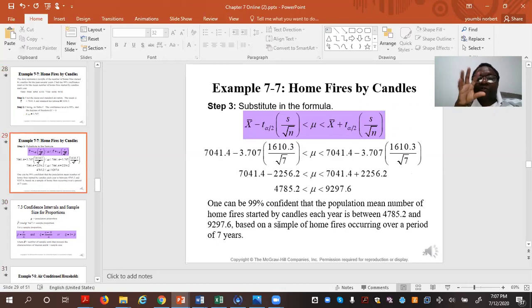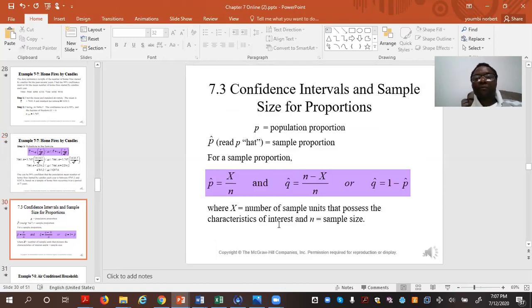Okay, so we put the values in Excel to get the mean and the margin of error. Subtract the margin of error from the mean, add it to the mean to get the confidence interval, which is 85.2, 92, 97.6.